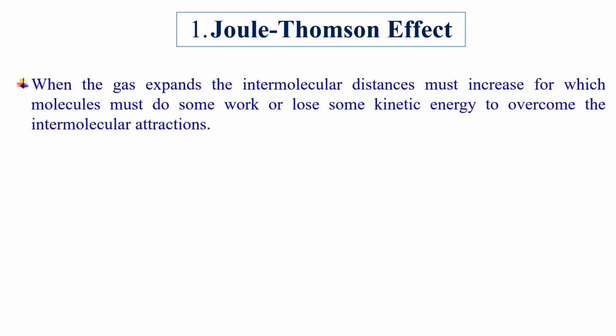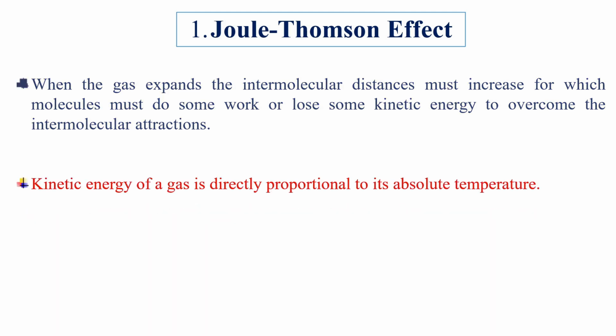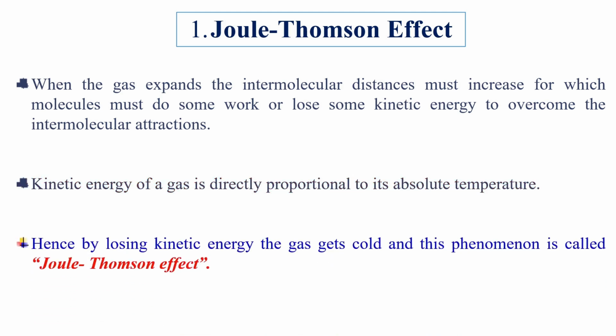And when the gas expands, the intermolecular distances must increase, for which the molecules must do some work, or they must lose some kinetic energy to overcome the intermolecular attractions. Since kinetic energy of a gas is directly proportional to its absolute temperature, on an adiabatic expansion, if the gas loses some kinetic energy, its temperature also gets lowered. Hence, by losing kinetic energy, the gas gets cold, and this phenomenon is called Joule-Thomson effect.